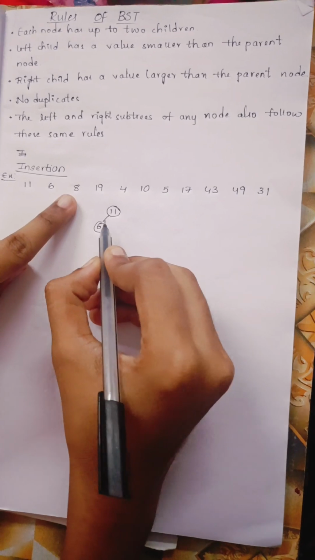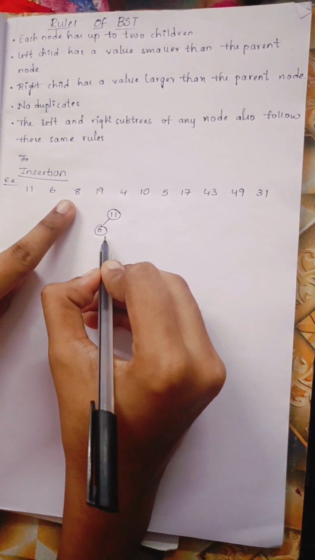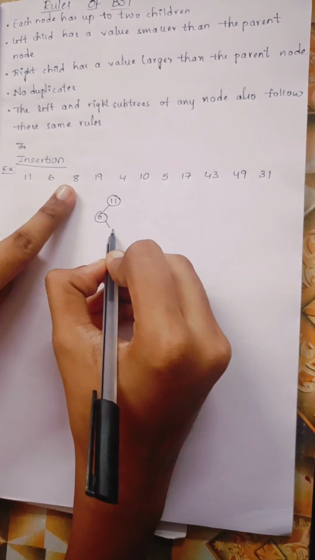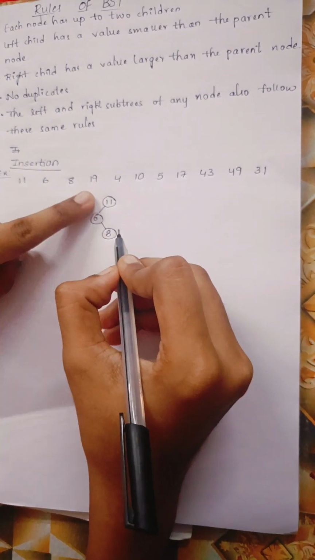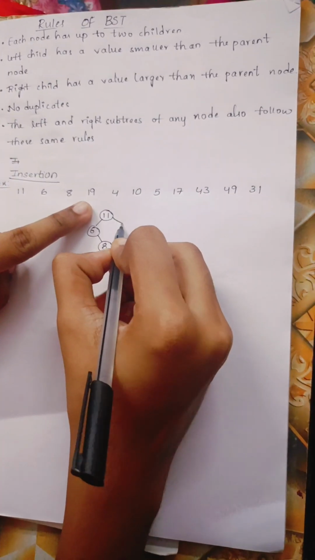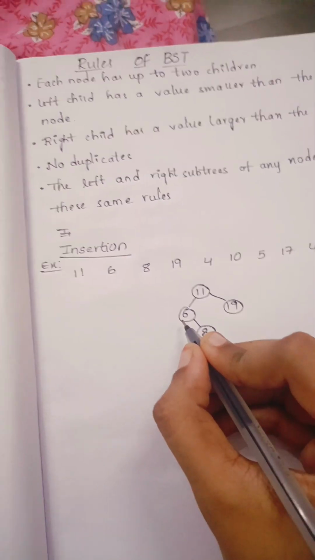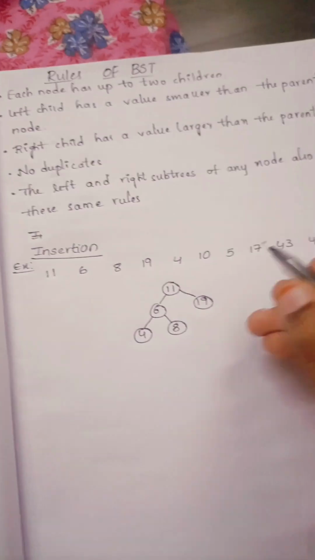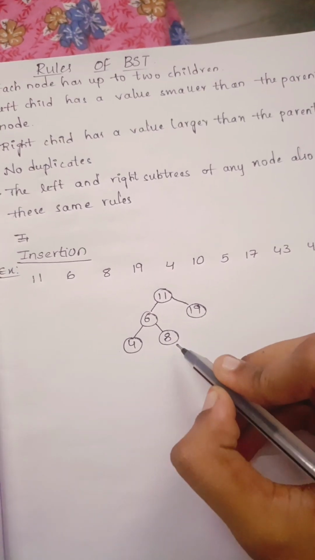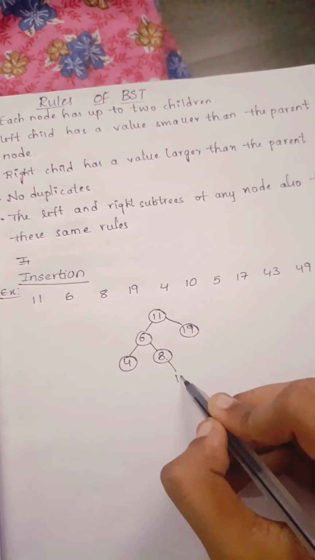And after, the next element to insert is 8. 8 is less than 11 and it is greater than 6. If an element is greater than the node, we should insert it on the right side. The next element is 19. 19 is greater than 11, so it should be inserted on the right. And 10. 10 is less than 11 and 10 is greater than 6. 10 is greater than 8. So it should be inserted here.